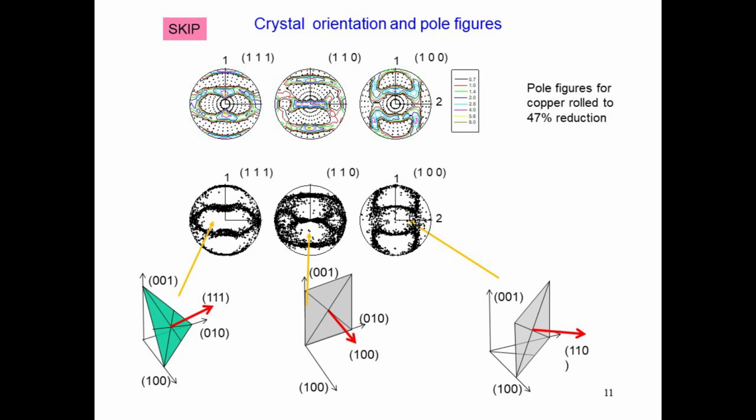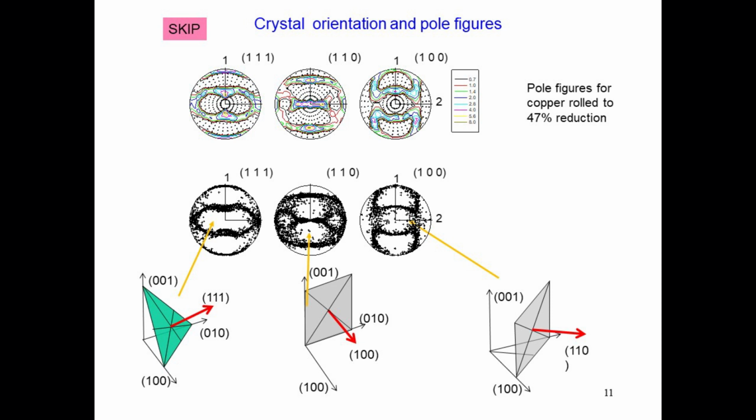This is the representation of the texture for a material that has been rolled. A material that has been rolled, this is a cubic material, which could be copper. It has been rolled, and in the texture, the 111 planes have this appearance, the 110 planes give you this appearance, the 100 planes give you this appearance.